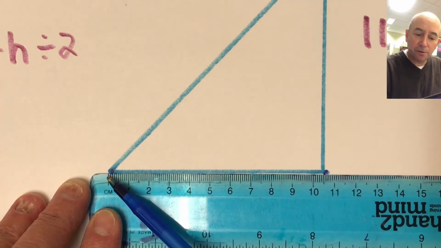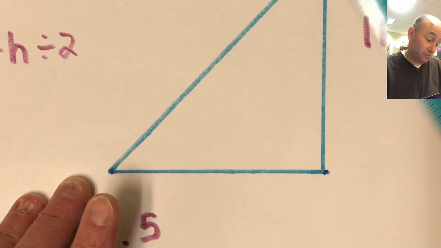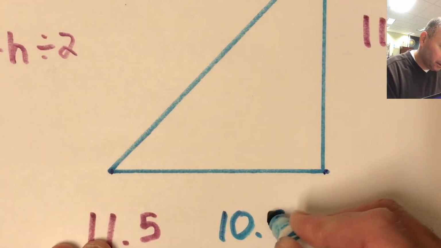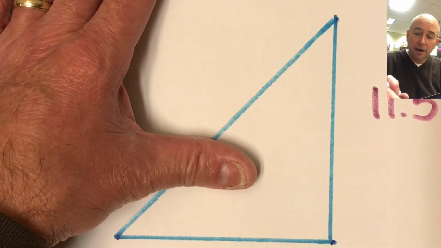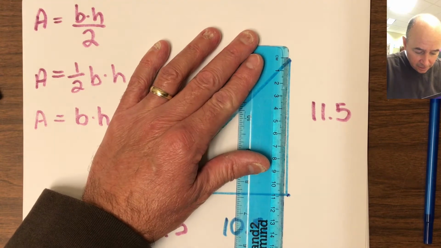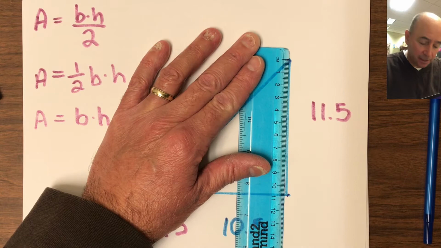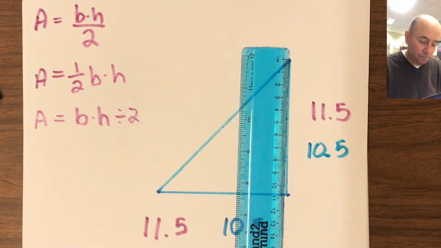If I measure from here to here, now I have 10.5 centimeters, which is really crazy because that's a whole centimeter smaller. I would assume that if I do the same thing on the height, let me adjust it. Yeah, that looks like I want to go with 10.5 also.